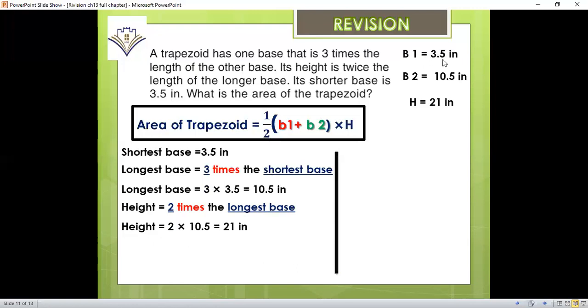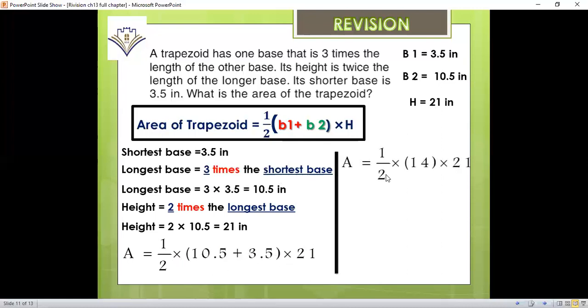Now base 1 is 3.5 inch, base 2 is equal to 10.5 inch, and height is equal to 21 inch. Now we apply it on our rule. Half multiply, base 1 is 10.5 plus base 2 is 3.5, in brackets multiplied by height, which is 21. Now 10.5 plus 3.5: half and half means 1, 10 and 3 is 13, 13 and 1 equals 14. Then half multiply 14 multiply 21.